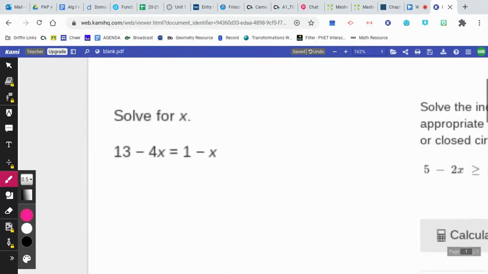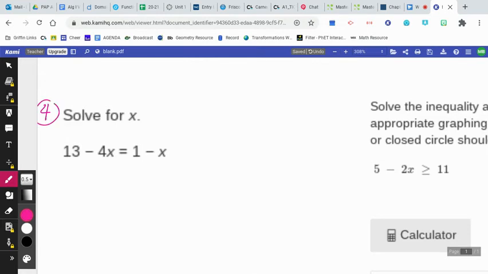Okay, the next one is a little tricky for y'all. You may not have seen this before. We have variables on both sides of our equal sign, and so we need to fix that. We want variables all on one side, and we want our numbers all on the other. I typically move the one that has a smaller value.